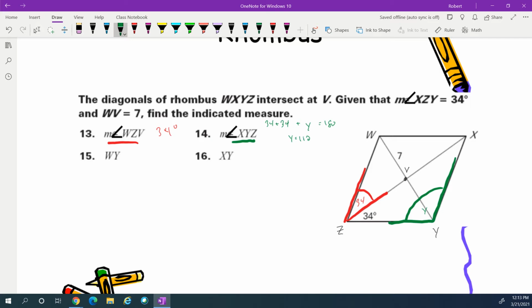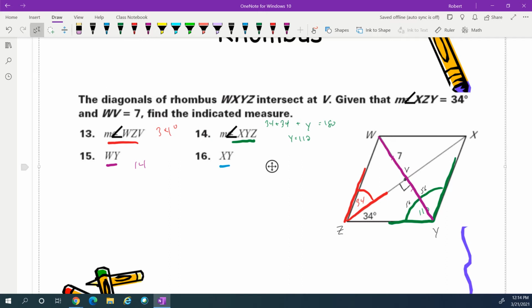The other thing we can do is work inside one triangle, get that little corner angle, and double it. So we've got a couple different approaches here. And again, we can work within that little triangle because we know that in a rhombus, the diagonals are perpendicular. So if we wanted to work inside the one triangle, we can say the 90, the 34, and that corner of the triangle would have to add to 180, so we would get 56, and then we would double it for the other 56. So again, different approaches. WY, well, WY is the entire diagonal. We know that diagonals are bisected, so both sides are 7, making the entire diagonal 14.